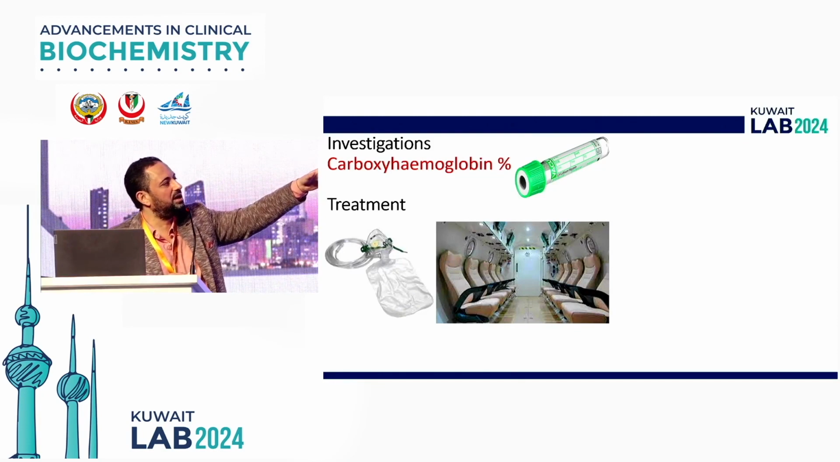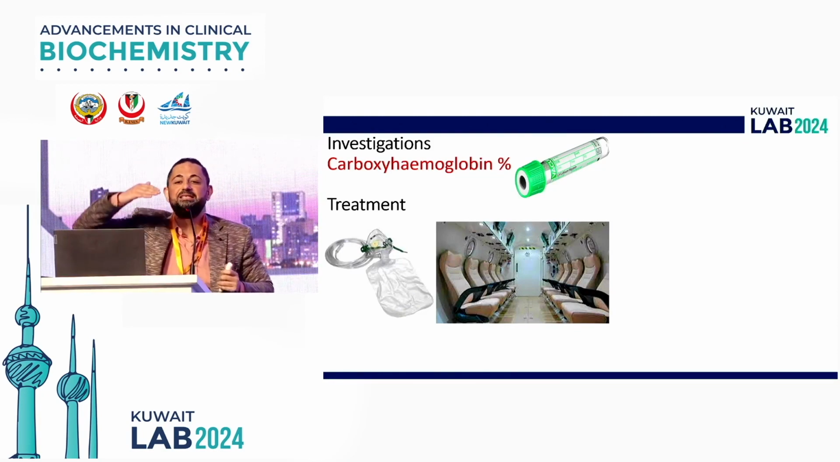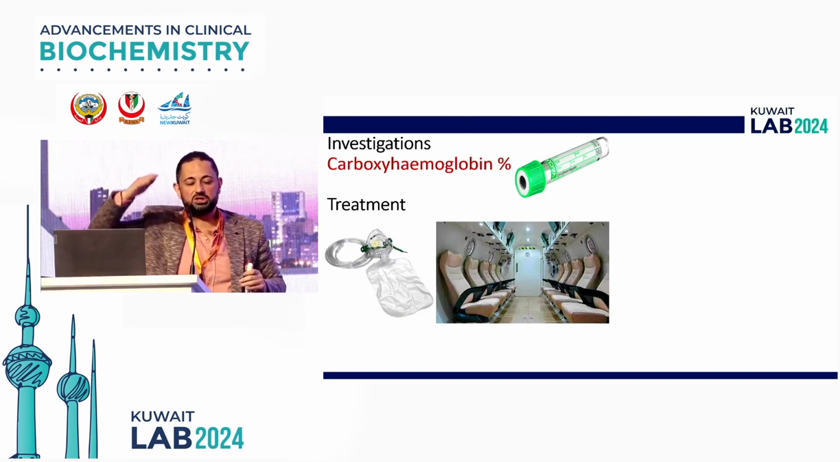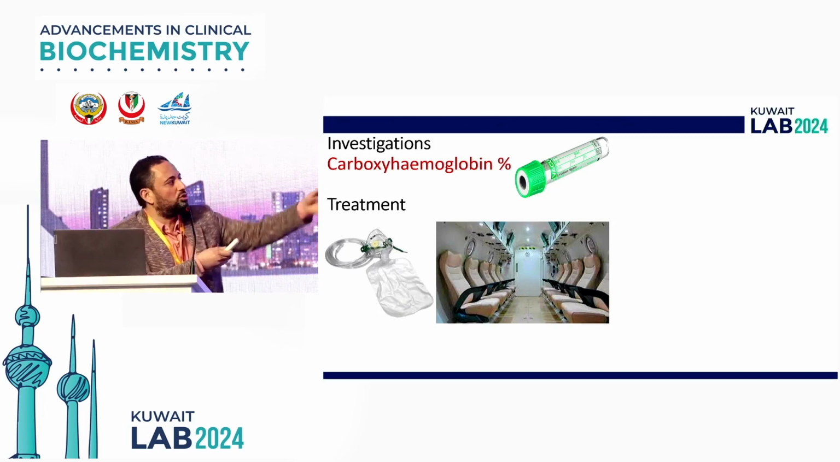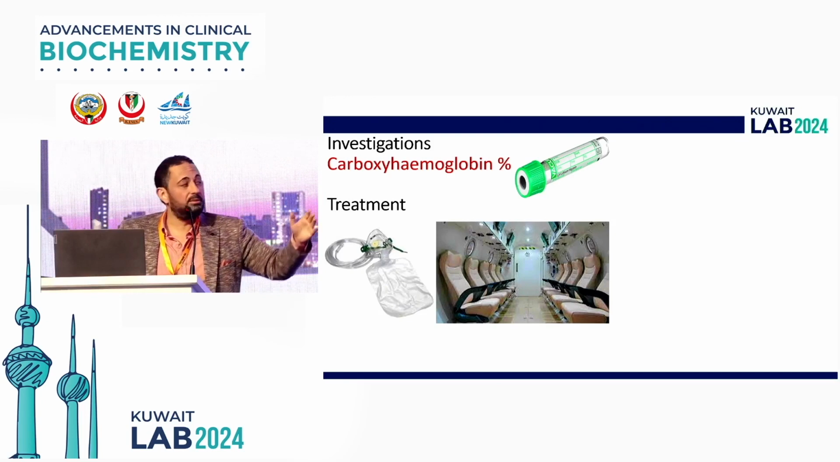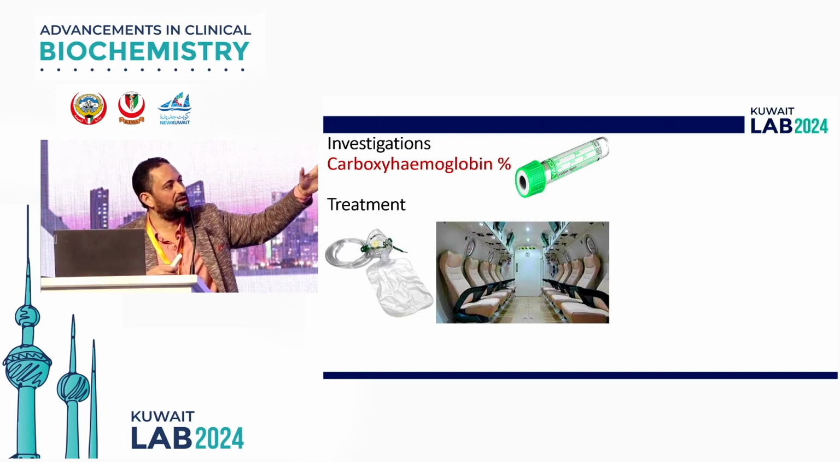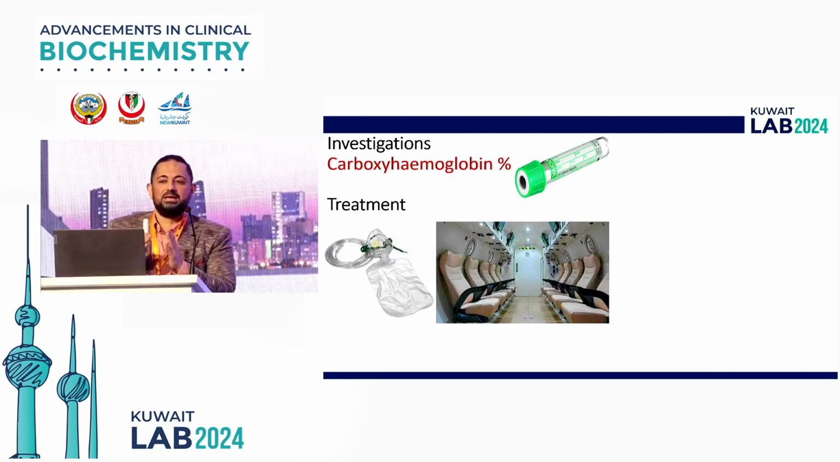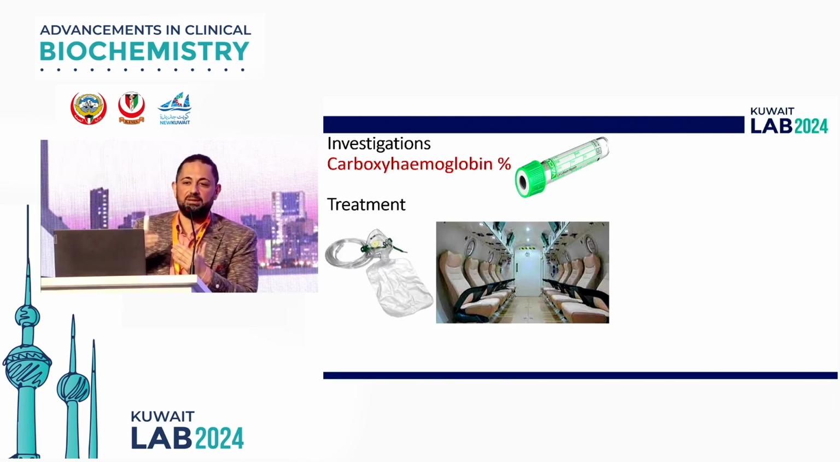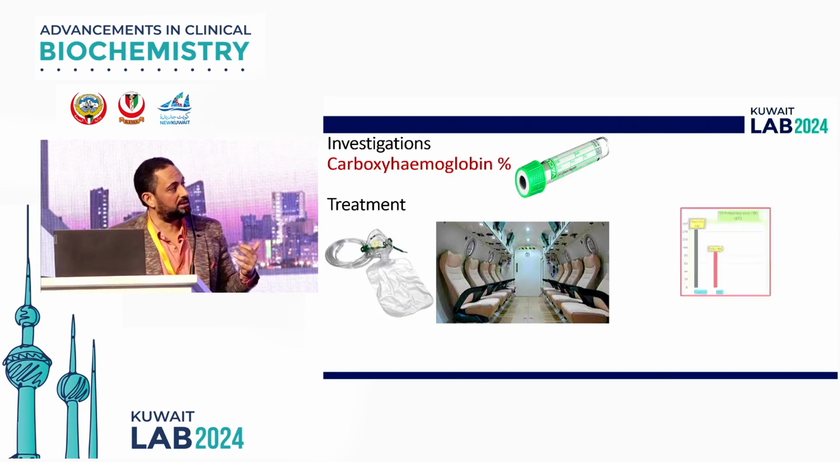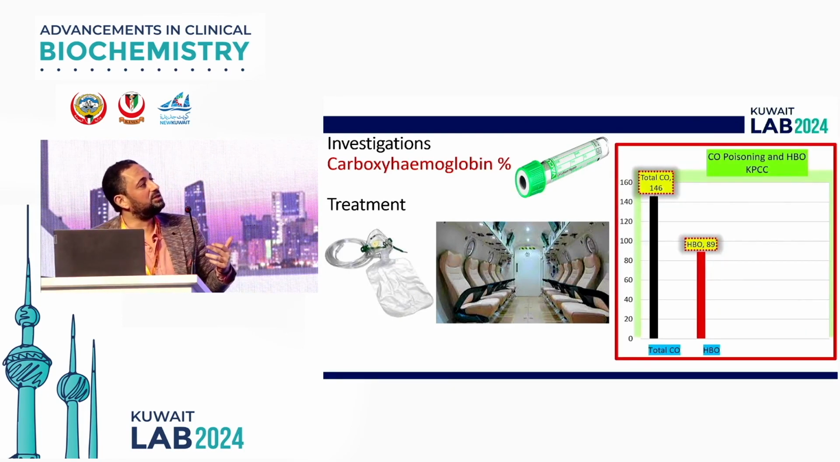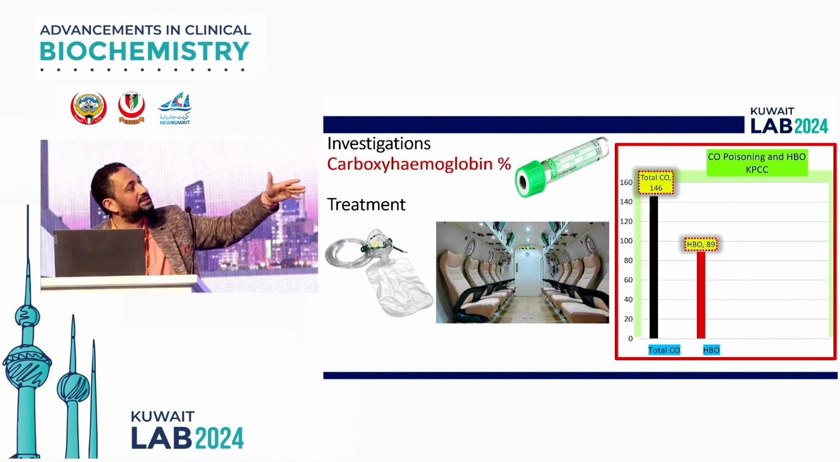The idea of giving hyperbaric oxygen therapy is to prevent the delayed neurological manifestations, not just to treat the patient, because oxygen alone will reduce the carboxyhemoglobin level within 6 hours. But the idea of hyperbaric oxygen, according to evidence-based medicine and tertiary literature, is to decrease delayed neurological manifestations like Parkinsonism, cognitive disorders, and so on. This is CO poisoning and HBO KPCC statistics.